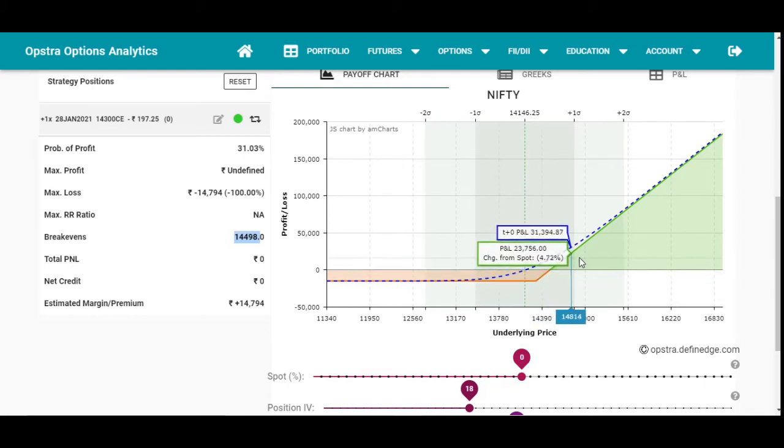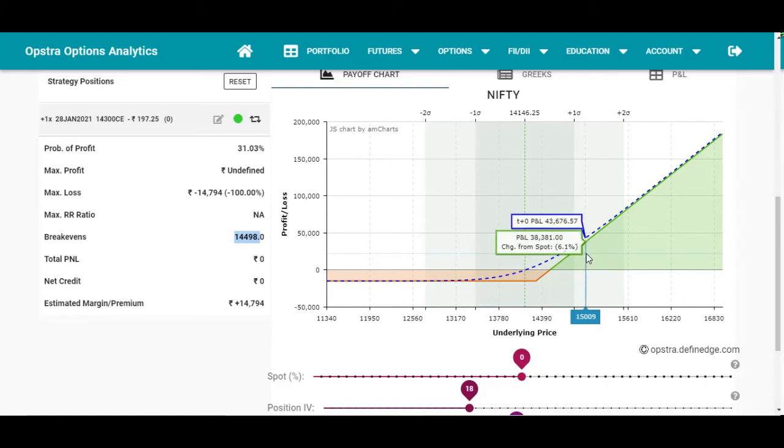Okay, so let's say, for example, the market expires at 15,000. You can see the profit is around 38,300 rupees, because he is an option buyer. If the market moves in his direction, the profit will be unlimited, which means it is undefined. Wherever the market moves, based on that we'll be getting the profit.